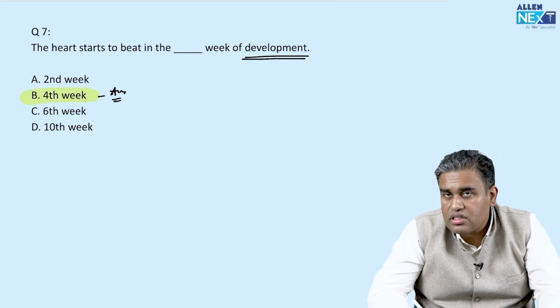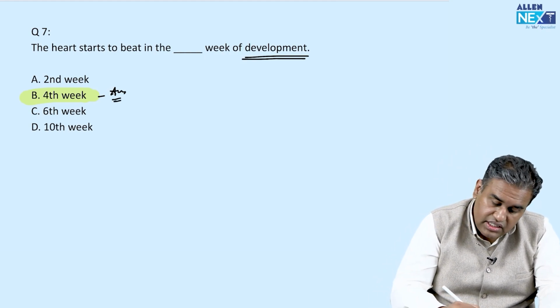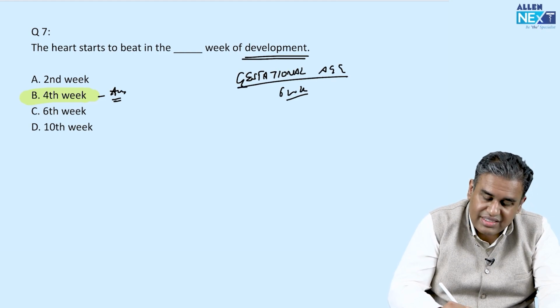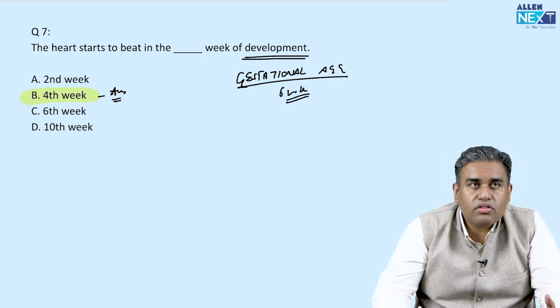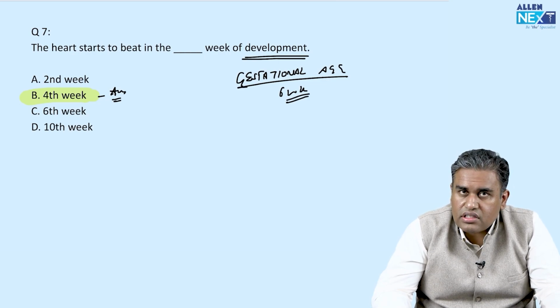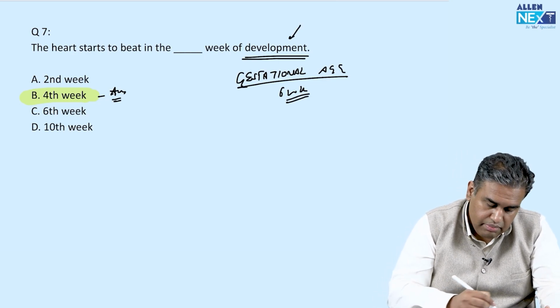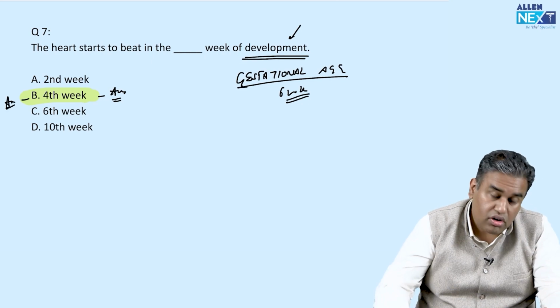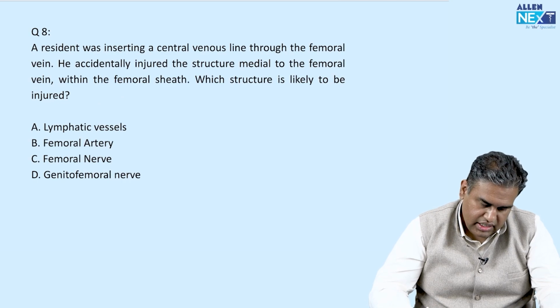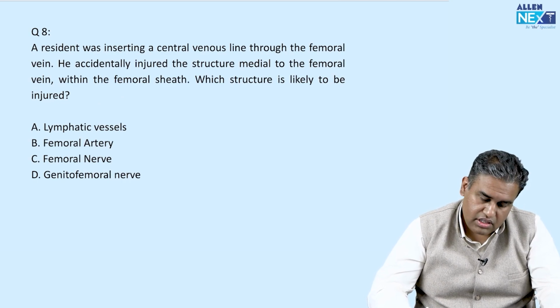But if tomorrow they ask you about the gestational age, because in clinical we use the term gestational age, which is 2 weeks more, so the answer will be around 6 weeks. Around 6 weeks, that is around 36, 38 days from the LMP, last menstrual period. But here they are asking simply about development, embryology, so you have to go looking for answer number B, 4th week.